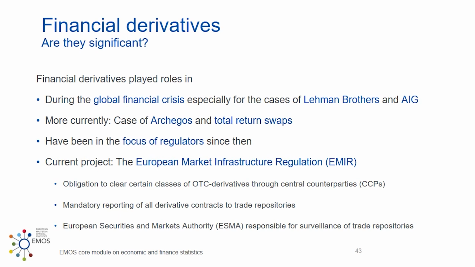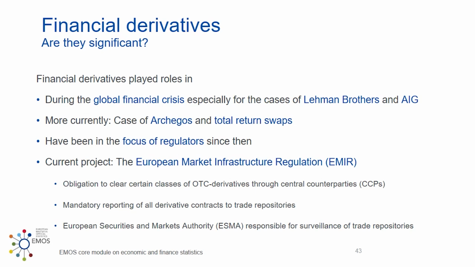So let's take this brief detour to financial supervision. Actually, there's a current project going on in Europe, the European Market Infrastructure Regulation, and the goal there is basically to also keep track of OTC derivatives. So if you exceed a certain amount with your business deals in OTC derivatives, you actually have to clear it through a central counterparty. And there's also a mandatory reporting of all derivative contracts to trade repositories, with a certain amount of information you have to give about this. The European Securities and Markets Authority is responsible for surveillance of trade repositories to keep track of this.